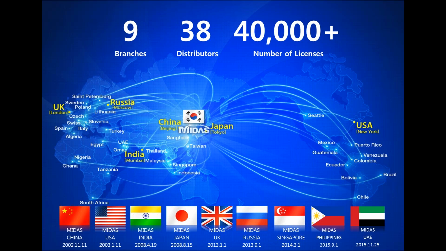MIDAS has its headquarters in South Korea. So the origin of MIDAS is South Korea. It's a South Korean software, and all over the world there are 9 branches. One is in China, USA, India, Japan, UK, Russia, Singapore, Philippines, and the UAE.